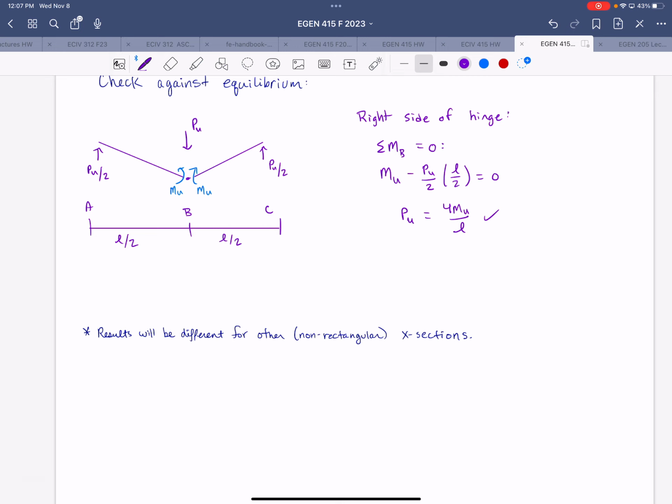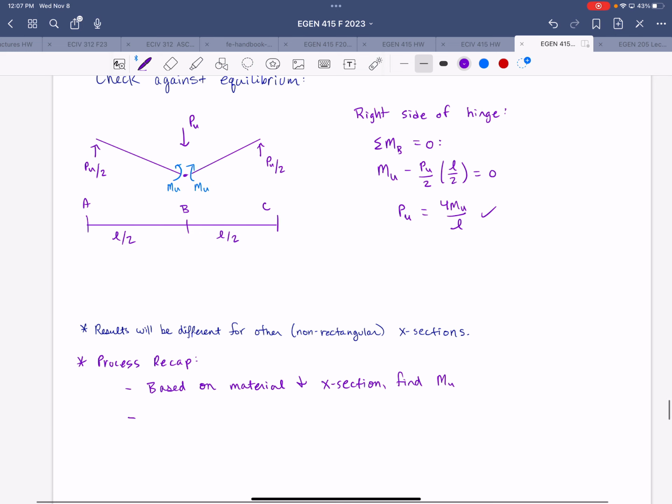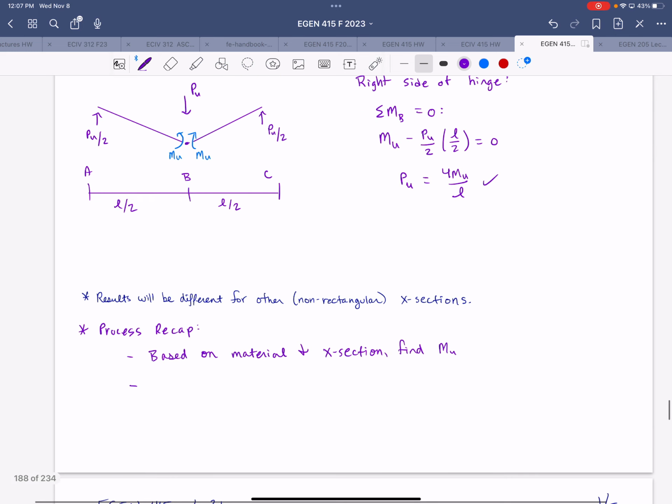So a recap of the process before we move on. Based on the material and the cross-section shape, you'll find the ultimate moment. And then you determine the failure mechanism and calculate the ultimate load using the energy method, then confirm it with equilibrium.